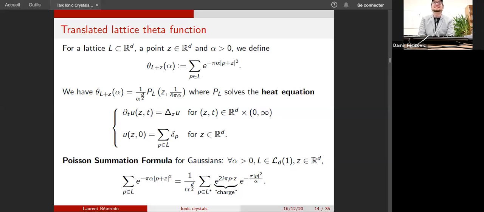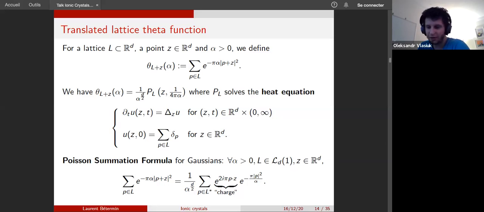Okay, great. Thank you, Laurent, for the great talk. So just to make sure I understand correctly, all of these minimizers always have alternating charges. So it's always that two nearby charges have opposite sign, right?